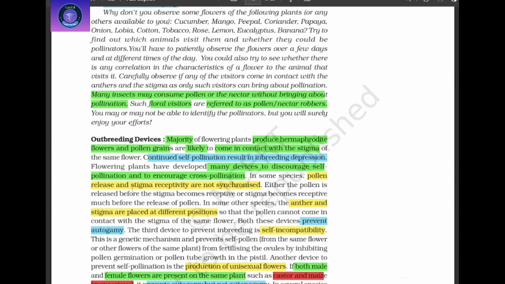The third device is self incompatibility. It is not related to this, but is a genetic mechanism. What is self incompatibility? It is a genetic mechanism that prevents self pollen from fertilizing the ovule by inhibiting pollen germination or pollen tube growth in the pistil. I think from what I have just read, you all made out the meaning. There is a concept of self incompatibility.